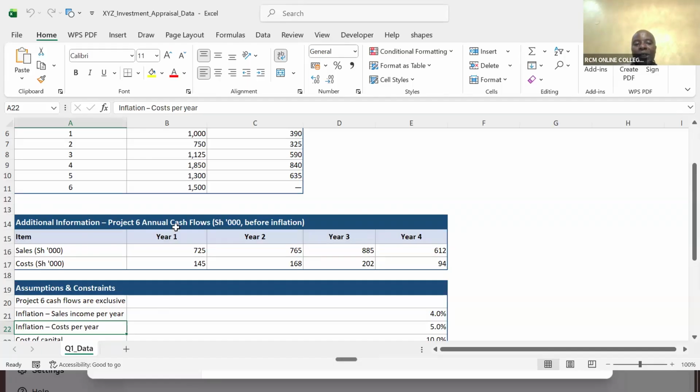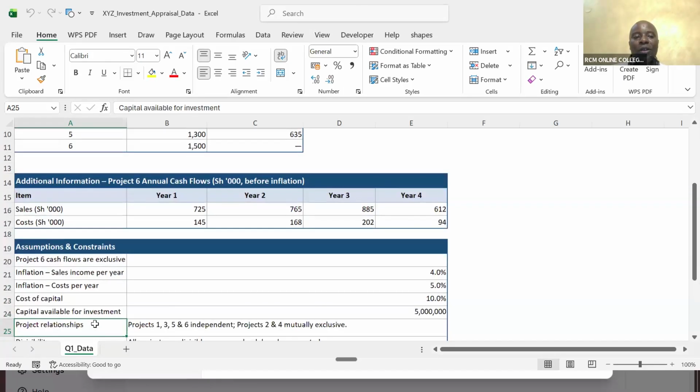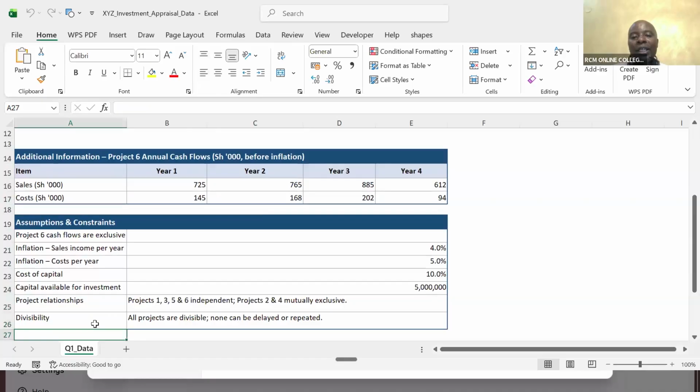So additional information for project number 6, now they would expect us to compute the missing net present value. They've given us here project 6 annual cash flows in shillings thousands before inflation. We can see sales in year 1 up to year 4. You can as well see costs from year 1 to year 4. Project 6 cash flows are exclusive of inflation. Sales income inflation is 4% per year, for costs it's 5%. Cost of capital is 10%. Capital available for investment is a whole 5 million.